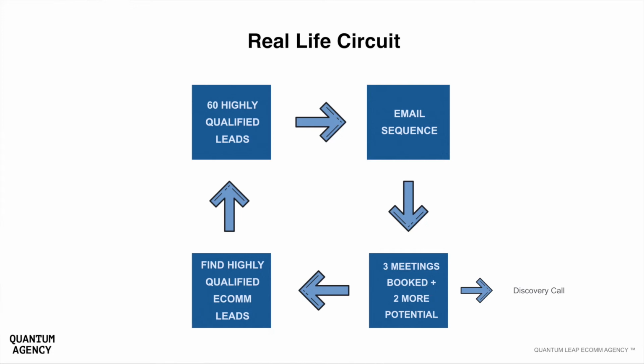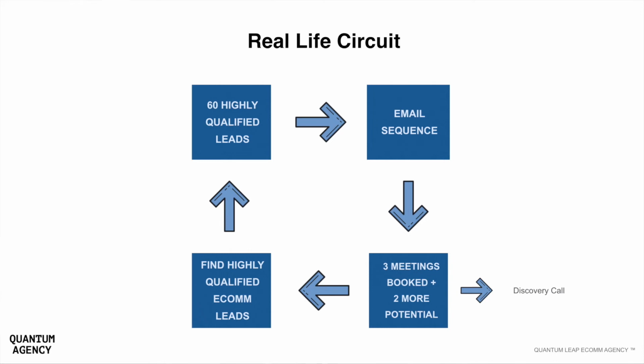you really just want to boil it down to, in this case, again, these numbers are pulled from a student in the program, but you could have 10 leads, you could have 100, 200, 300, whatever. As I say, these are just numbers pulled from a student in the Quantum Agency program. So he found 60 highly qualified leads. Obviously they were Ecomm leads, and he used the qualification process and the lead sourcing process that's in the program.